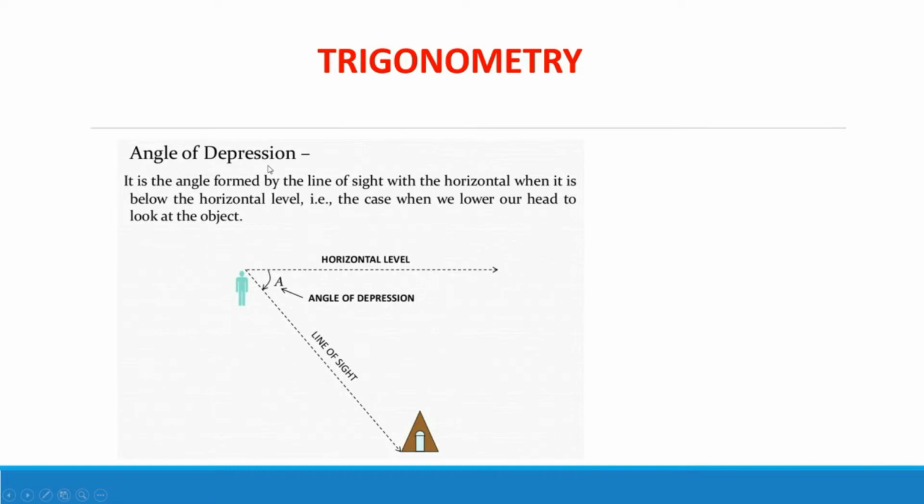While angle of depression is the angle formed by the line of sight with the horizontal when it is below the horizontal level, the case when we lower our head to look at the object. So this is the horizontal level, and we look down, we have the line of sight, and the angle formed is the angle of depression.